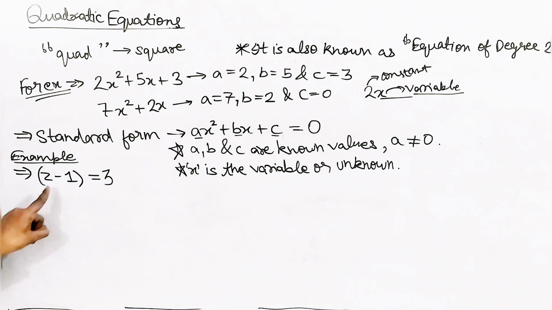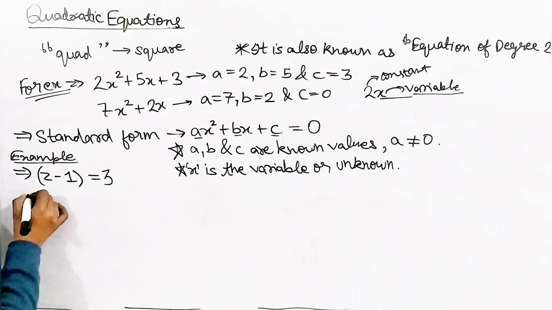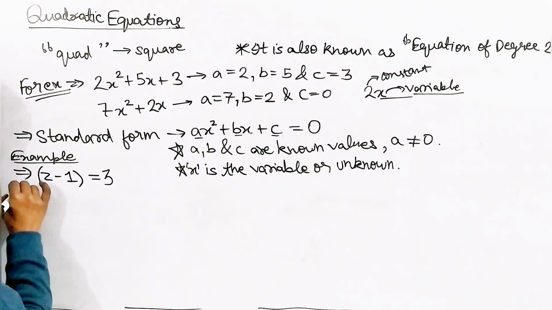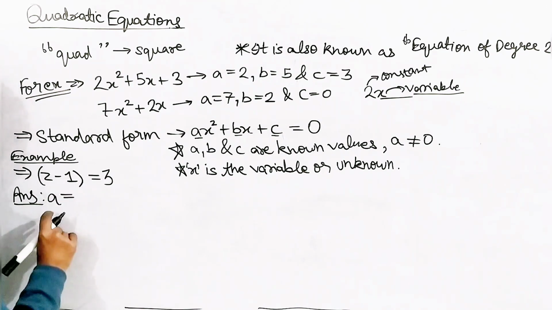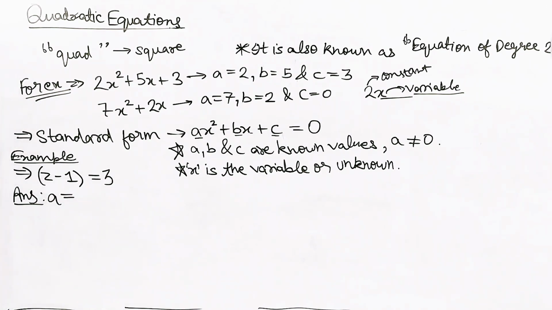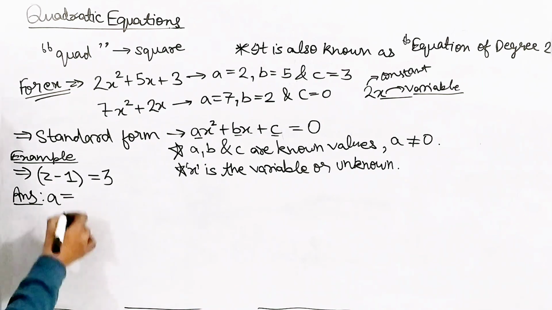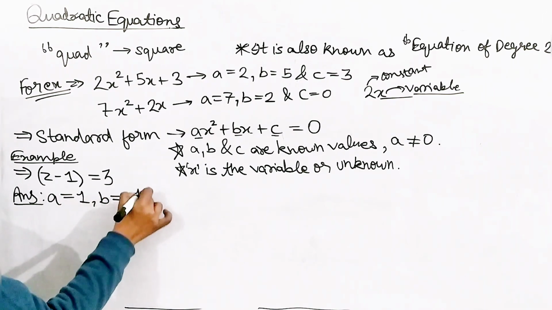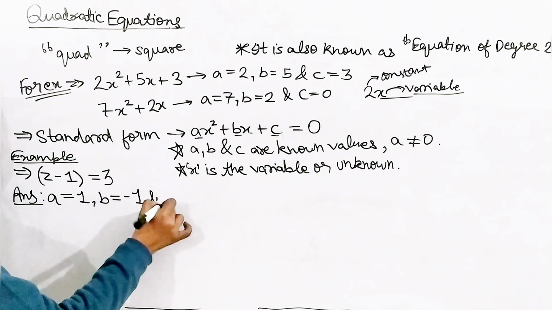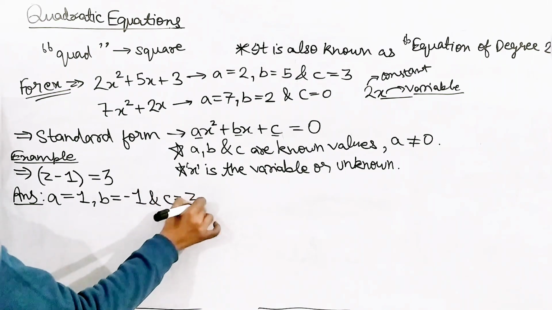Okay, so what is this? Z minus 1, which is equal to 3. So can you tell me what the value of A will be? A will be equal to, guess what? A will be equal to 1. Okay? B will be equal to -1. And finally, C will be equal to -3.